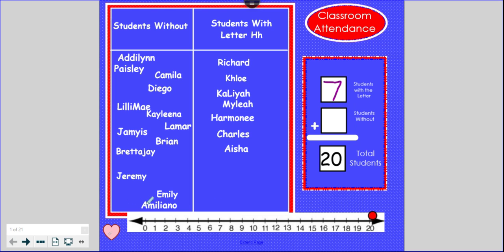All right, let's count and see how many friends do not have the letter H now. 1, 2, 3, 4, 5, 6, 7, 8, 9, 10, 11, 12, 13. 13. So when I write a teen number, I start with a number 1. That's right. 13. A 1 and a 3 is 13. So let's read our number sentence. 7 plus 13 equals 20. Nice work, guys. Sorry, Aisha, we almost forgot ya.